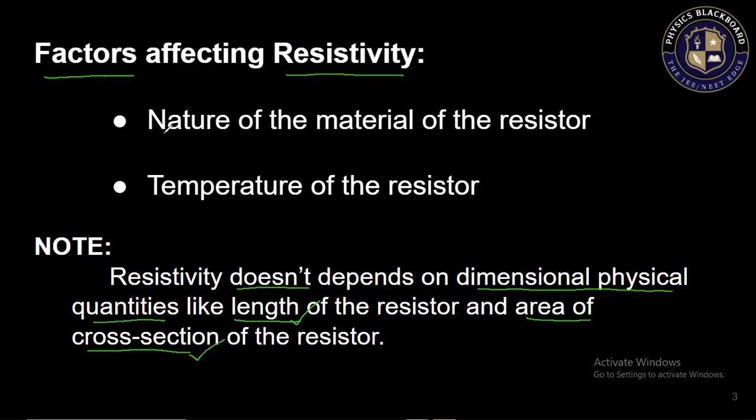It only depends upon two factors. What are they? The nature of the material of the resistor and the temperature of the resistor. As resistivity doesn't depend upon these dimensional physical quantities, we call it an intrinsic property of a material. That's the meaning of what we saw in the definition. I hope you understand. So these are the two factors that affect resistivity: nature of the material of the resistor and temperature of the resistor. Done? Okay.